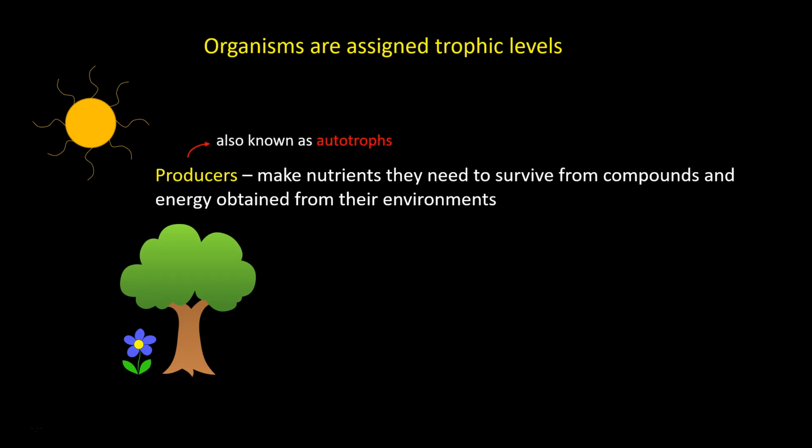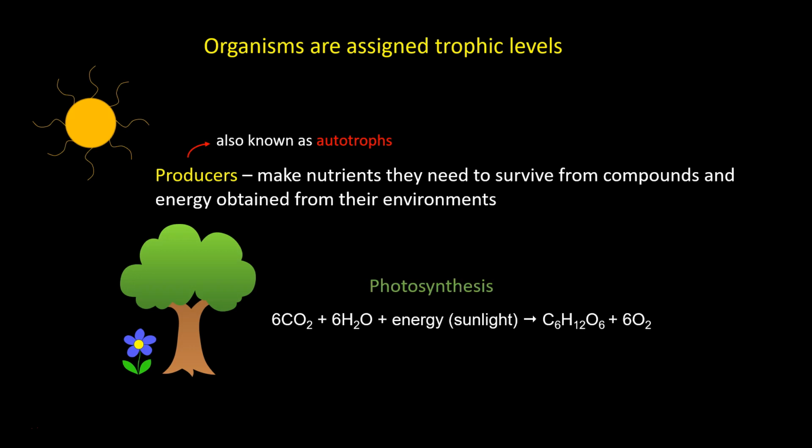Producers, also called autotrophs, make the nutrients they need to survive from compounds and energy that are obtained from their environments. For example, in the process known as photosynthesis, plants capture solar energy that falls onto their leaves. They use it, along with carbon dioxide and water, to form glucose, and that stores the chemical energy that plants need to survive and to grow. It's important to note that oxygen is released during photosynthesis, and that's a good thing because that oxygen then is used by animals in order to survive.